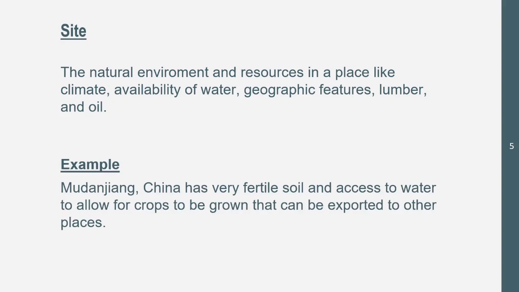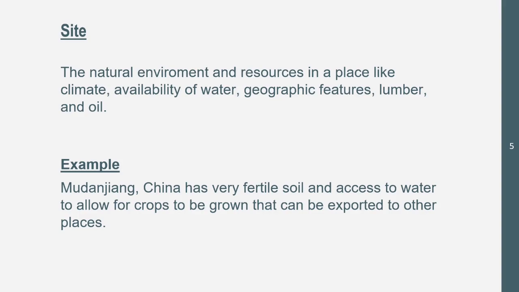So Mudanjiang, China, has very fertile soil and access to water. This allows for crops to be grown that can be exported to other places. So this spot is in China. Remember, there's an urban hearth in China as well. They had fertile soil, which is a part of the site, and access to water, which is a part of the site as well.